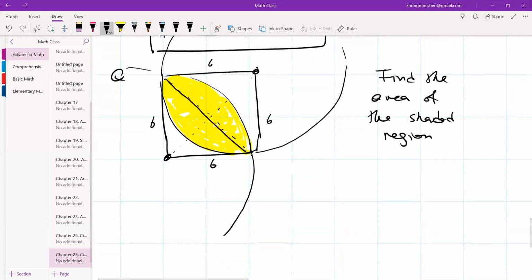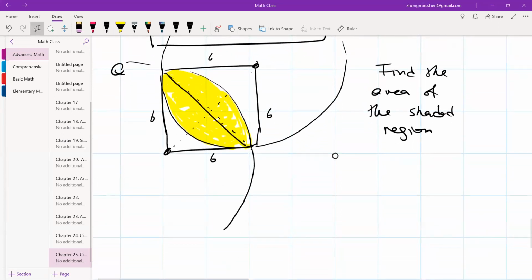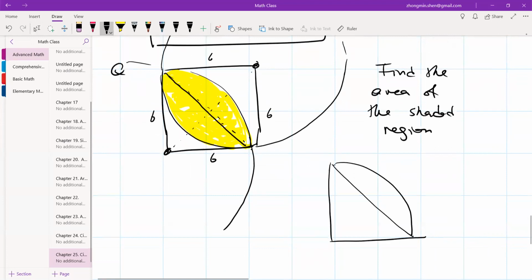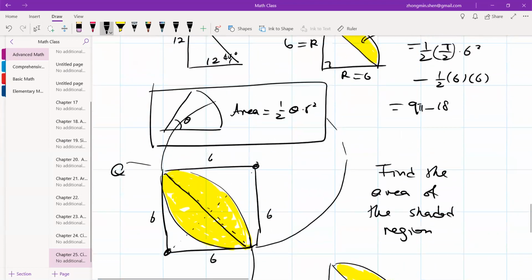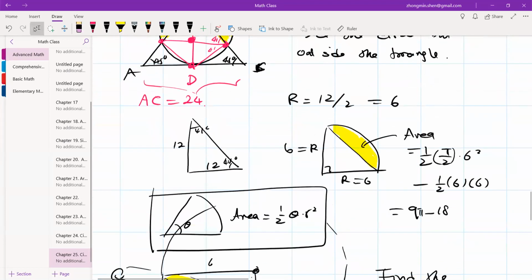Why? Because you divide this region into two parts. And remember, we already did this. That portion, two pieces of that portion, add them together. All I have to do is find the area of that part. We already did it, so the area of that part is here. Can you see that?